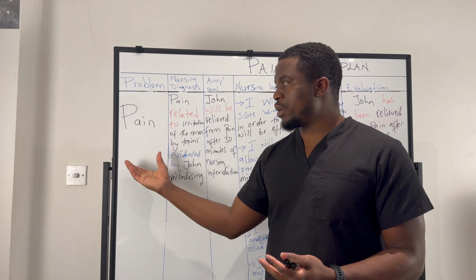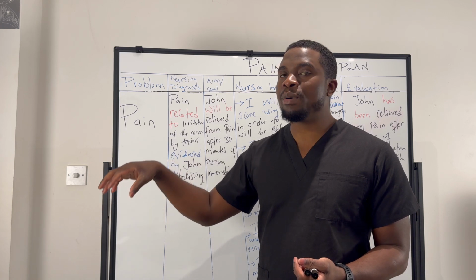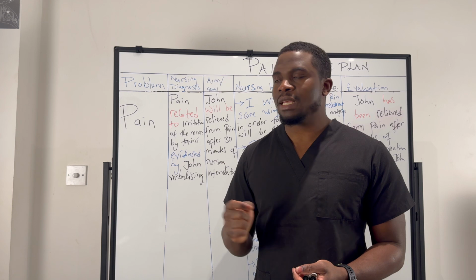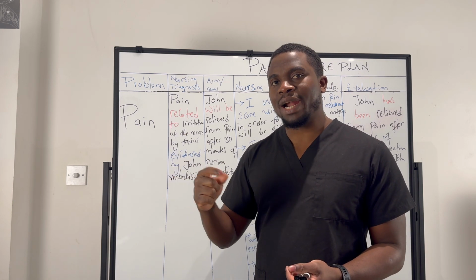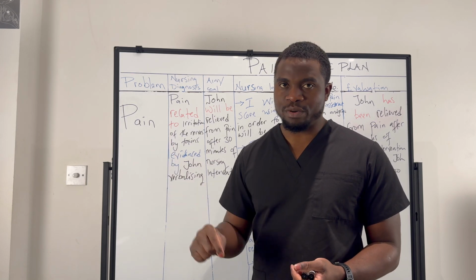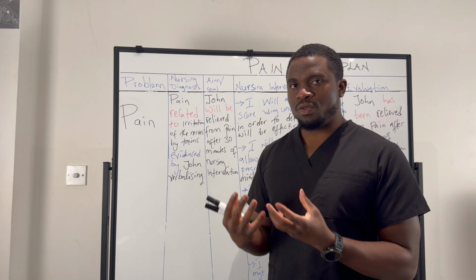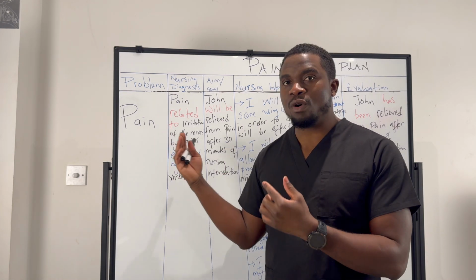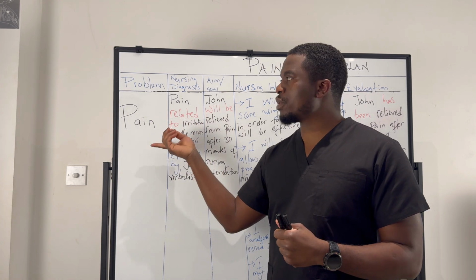Now, pain on its own can come as an actual problem and a potential problem. So I'm going to show you guys how to write pain as an actual problem, and I'll also show you how to write pain as a potential problem. Now, please remember that if you are new to the nursing care plan, there are different types of nursing care plan columns, and in this video, we're going to use this type of column.